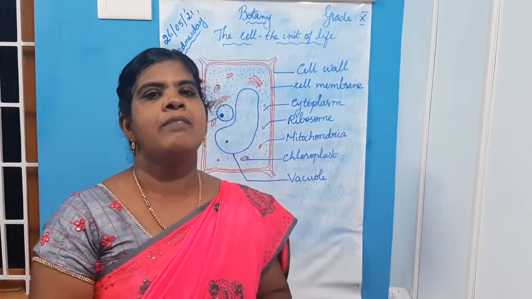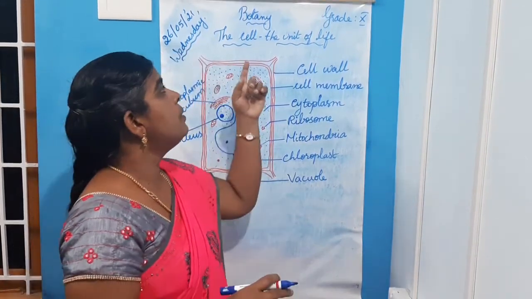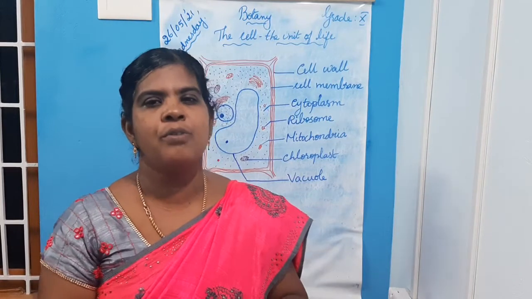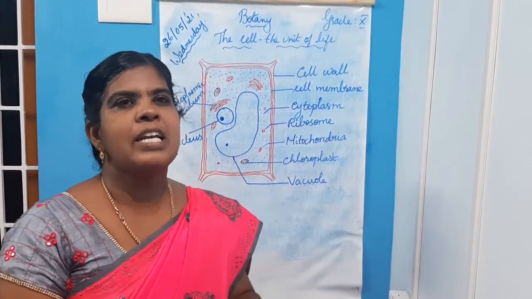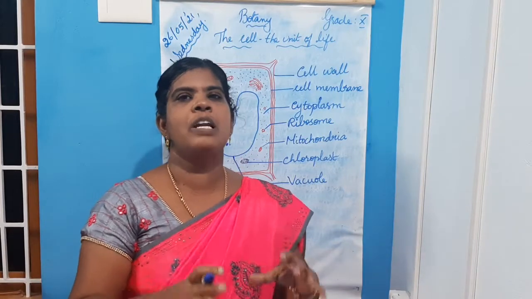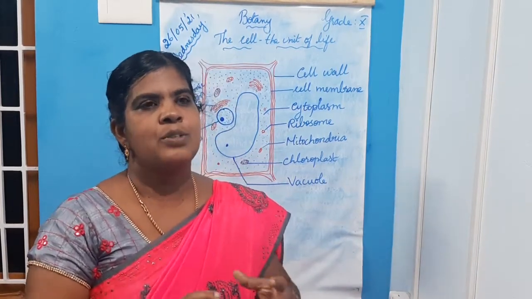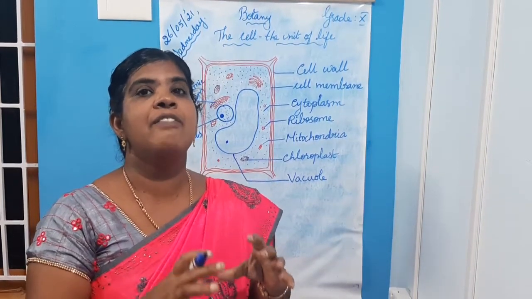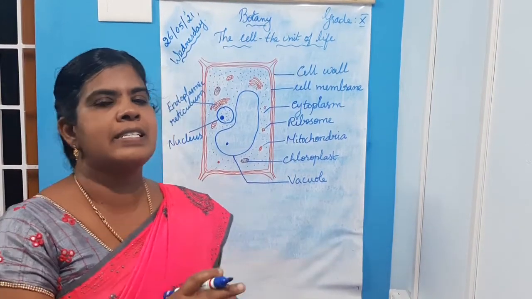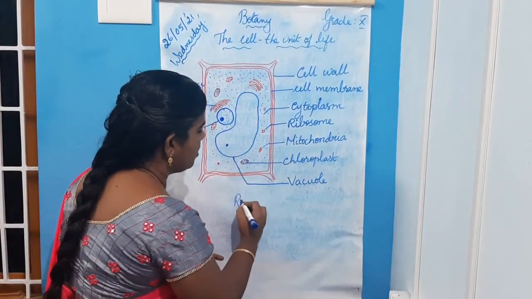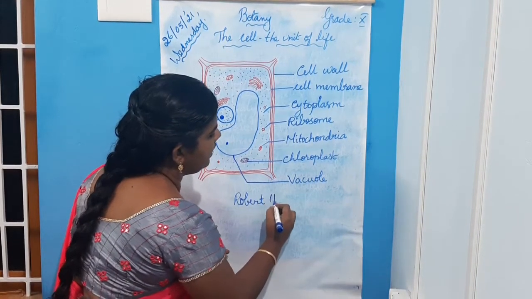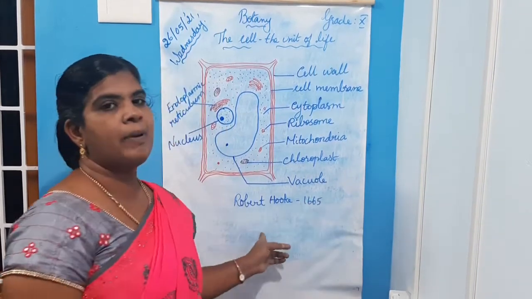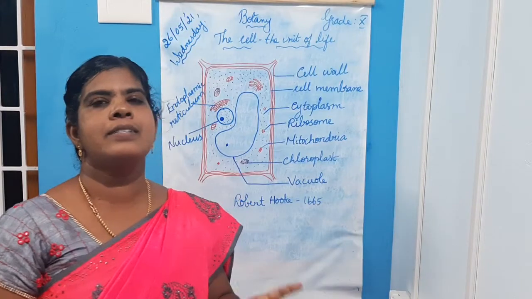Today we are going to learn about the cell, the unit of life. Cells are the building blocks of organisms. The structural and functional unit of all living organisms is the cell. So, define cell: a cell is the structural and functional unit of all living organisms. The cell was first discovered by Robert Hooke in the year 1665.